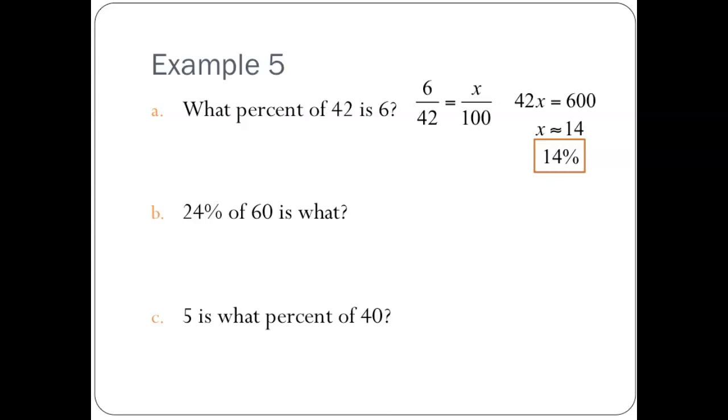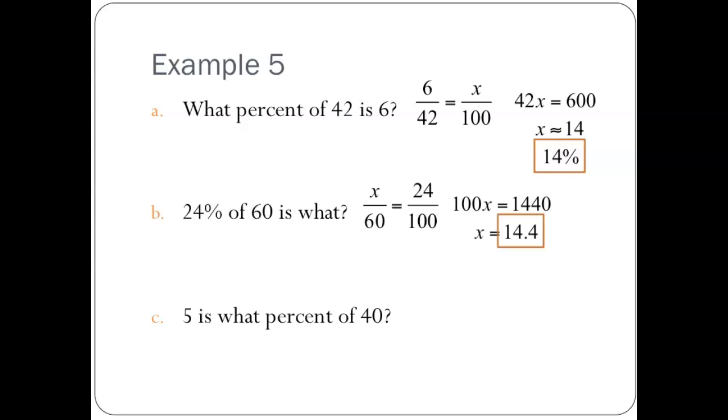Alright, the next one, 24% of 60 is what? So 24%, we can write that as 24 over 100. And then of 60 means 60 goes in the denominator. Is what, or is x, that should go in the numerator. So this is going to be x over 60. All right, and now we can go ahead and cross multiply. So we have 100x equals 24 times 60, which is 1440. Divide both sides by 100, and we have 14.4.